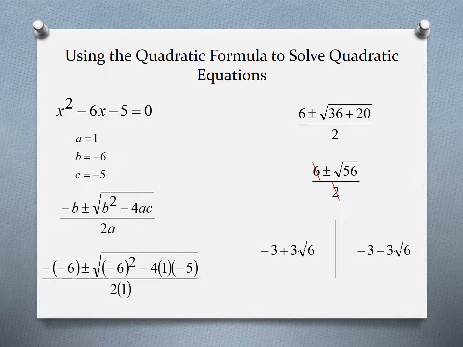In other words, I really have the -3 plus 3 times the square root of 6. That is one solution. And I have -3 minus 3 times the square root of 6. That is another solution. You must note that we cannot combine these terms that are not like. This is one of our solutions, and this is another one of our solutions. X is equal to -3 plus 3 times the square root of 6, and x is equal to -3 minus 3 times the square root of 6.